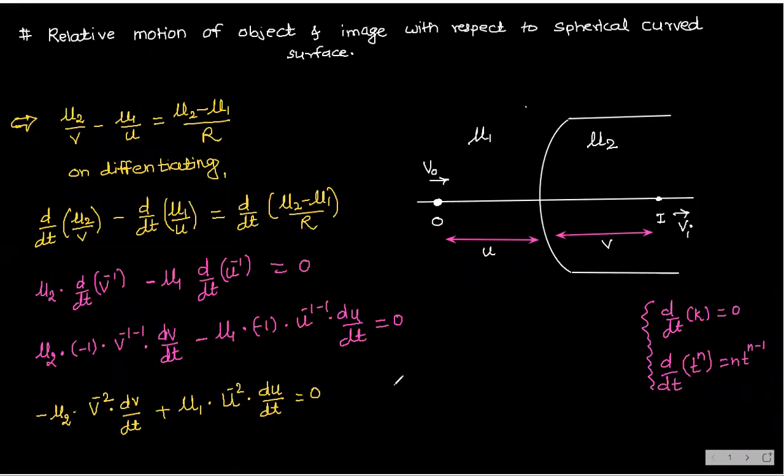And now what I am writing, shall I go to the next page or shall I write one more step here only? I think space is not sufficient for me here, so I will write here. See, after this minus mu2, this is v power minus 2, means I can write v square into dv by dt, plus this is mu1 divided by u square into du by dt is equal to 0.